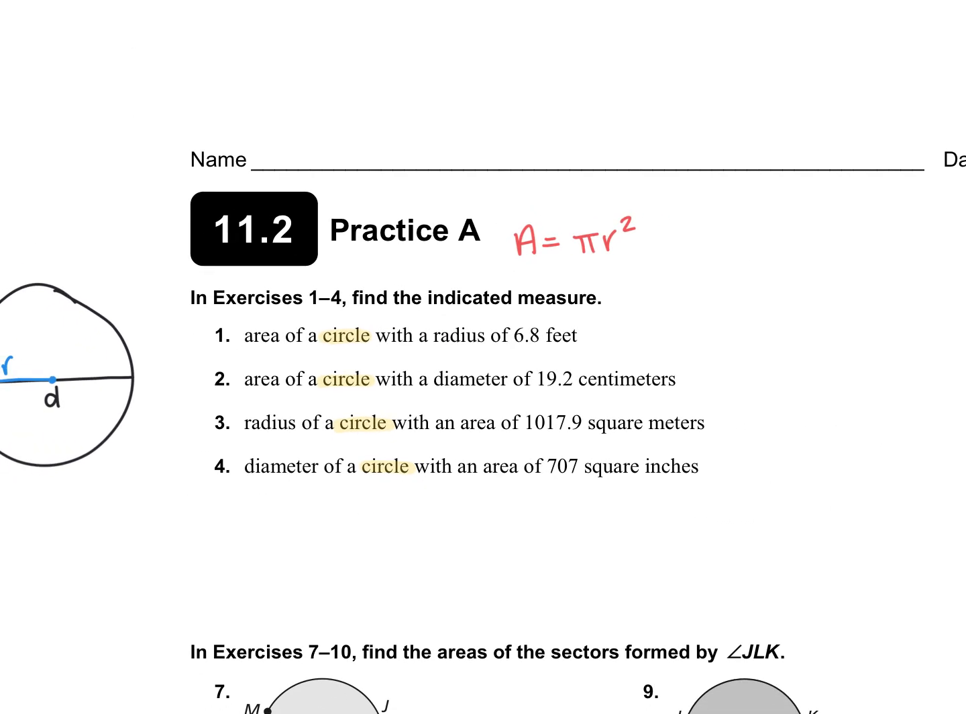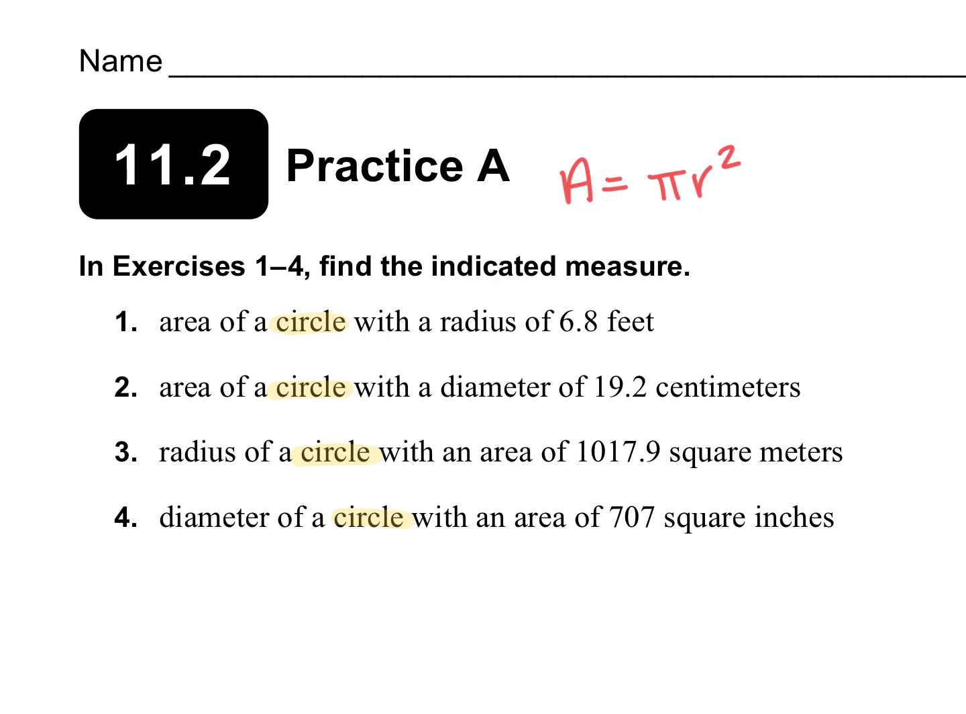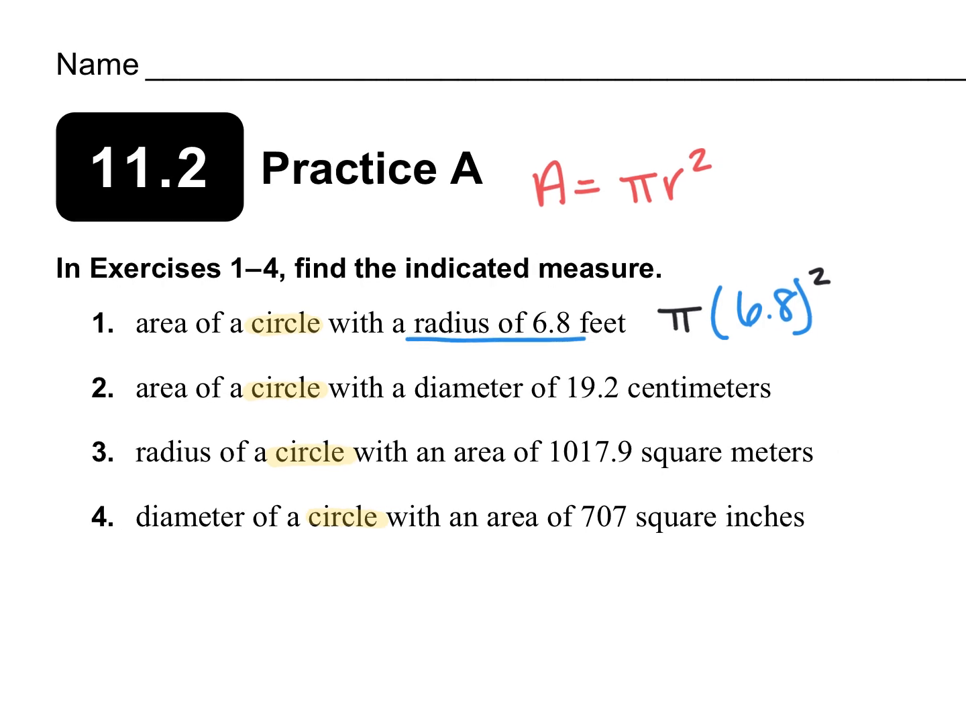So looking at number 1, it says the area of a circle with a radius of 6.8. So for this one, they are giving me my radius. All I have to do is plug it in. So plugging in what I have, I'm taking pi times 6.8 squared. Okay, please make sure you're putting it in parentheses. You're squaring the 6.8. So if you have your calculator, you could just click pi, open parentheses, 6.8, close parentheses squared, and then just click enter.